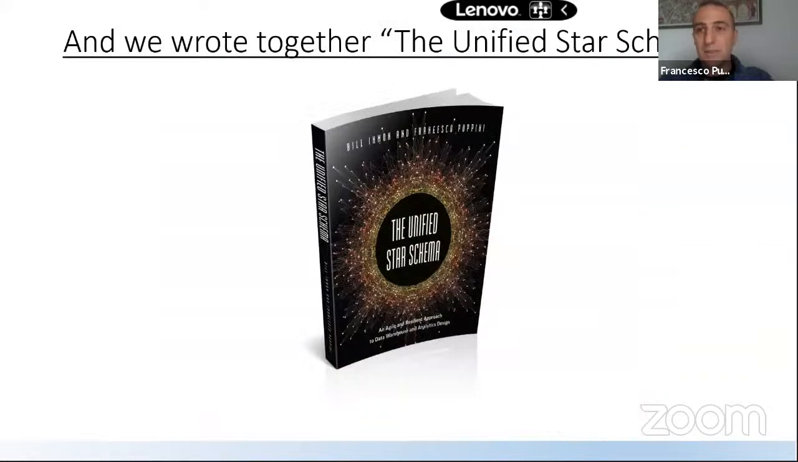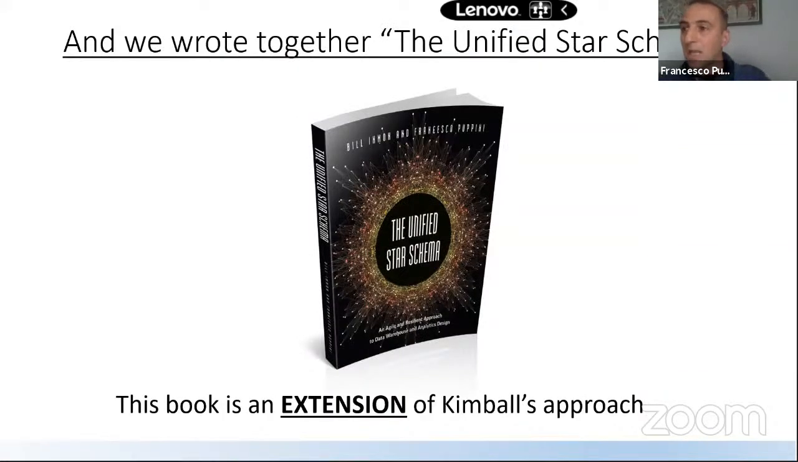So we brought together this Unified Star Schema. You have to see this book, of course, as an extension of Kimball's approach, because there are many things that dimensional modeling, in my opinion, doesn't address well enough. It delivers something, but I'm missing a lot from dimensional modeling, like the connection between fact tables.